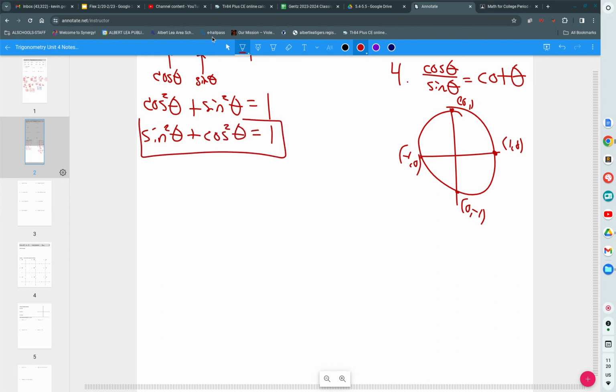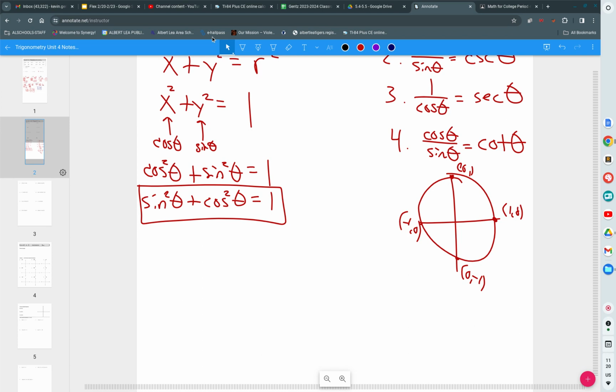This is the most important formula next to the Pythagorean theorem in all of trigonometry. That is something you can never forget. Sine squared of theta plus cosine squared of theta is equal to what? 1. You can't forget this.